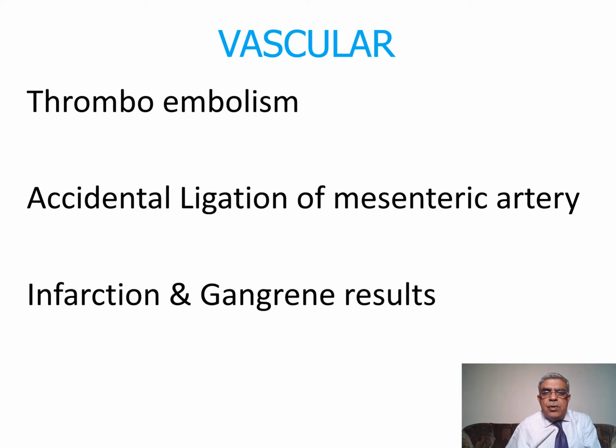Vascular causes: thromboembolism, accidental ligation of the mesenteric artery, which results in infarction and gangrene. So these are the outcomes of the vascular causes. They can be infarction or they can be gangrene. And the causes are thromboembolism, or accidental ligation of the mesenteric artery during surgical procedures.